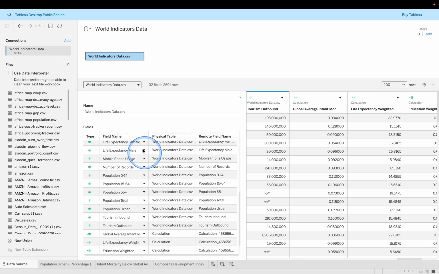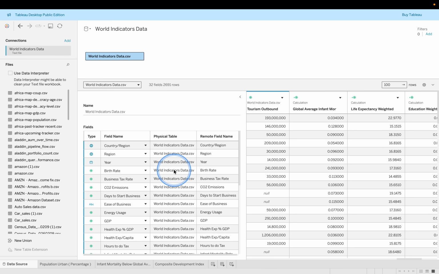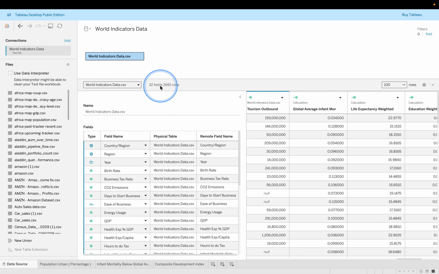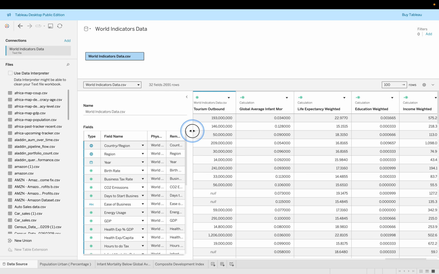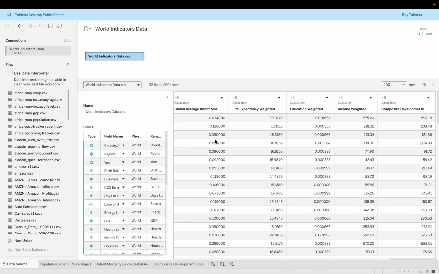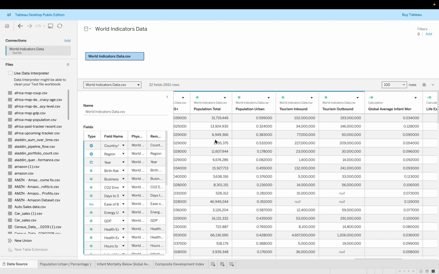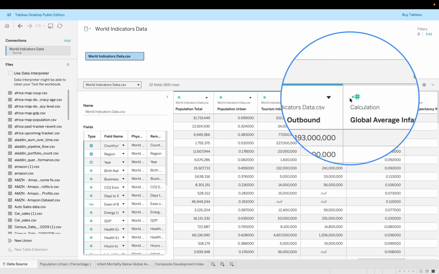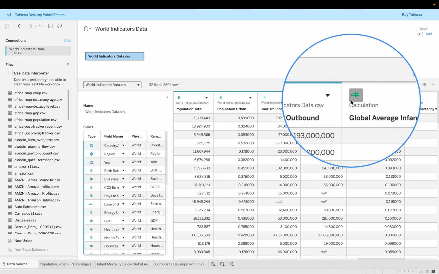The data set is the World Indicators data, and here I have connected the data, so you can see we have 32 fields and 2,691 rows. What I'm doing here is taking us through a few calculations in relation to this data. Where you have this alongside an equal to sign, it's a calculated field.